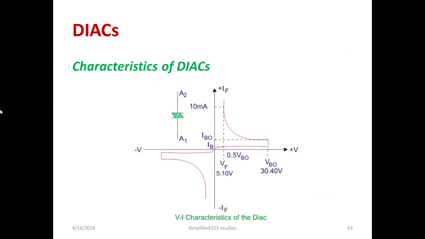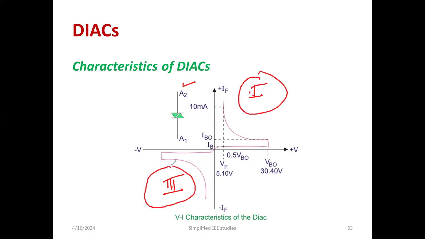Now we'll see the characteristics of the DIAC. So we have two quadrant operation. In the first and third quadrant, we can say that the DIAC is going to be operated. Here you can see the symbol of the DIAC. It will perform in the first and third quadrant. So VBO is the breakdown voltage. So here minus VBO, we can mark it as minus VBO. So this is about the characteristics.